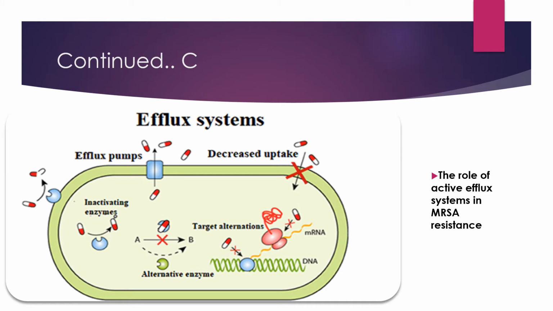More on what's going on within the cell. This slide represents the role of the active influx system in MRSA resistance. You see the medication going in through the influx pump and everything that's going on inside the cell there. Continue.